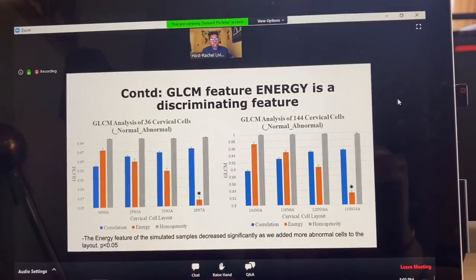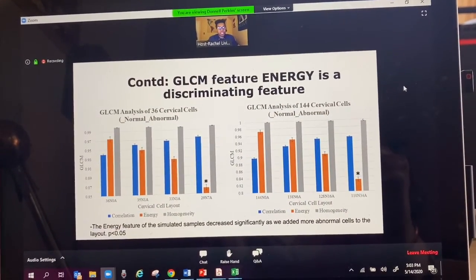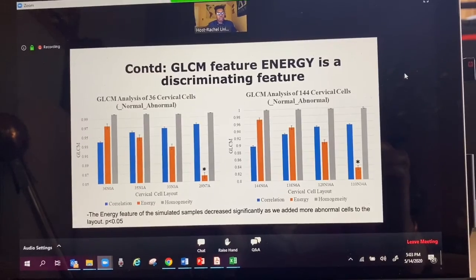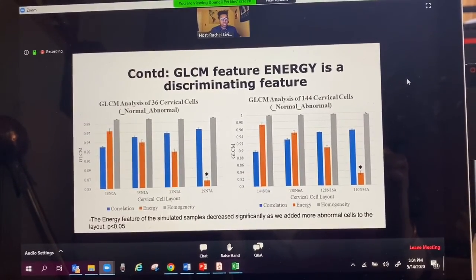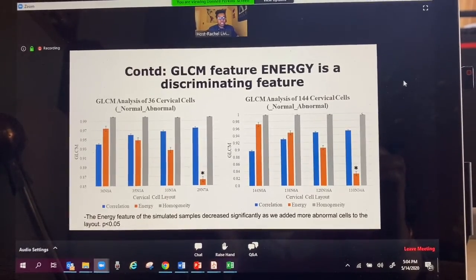Speaking about these trends, you can see them here in this visual representation. On the left, you see the analysis of the 36 cervical cells. The first analysis we did was the 36.